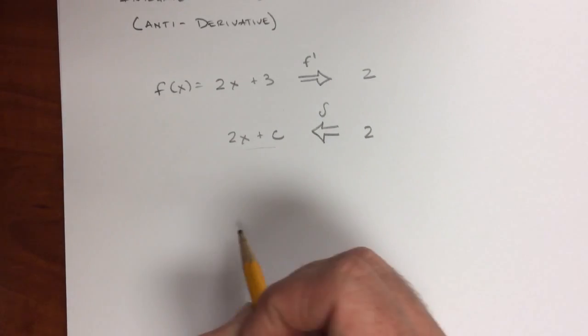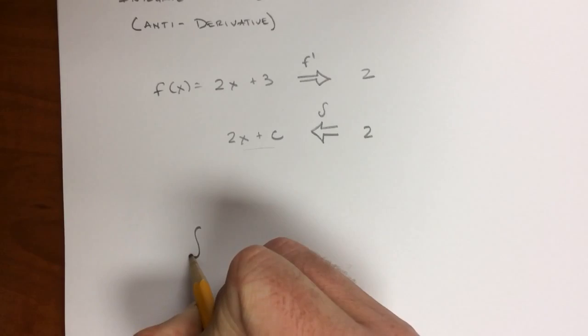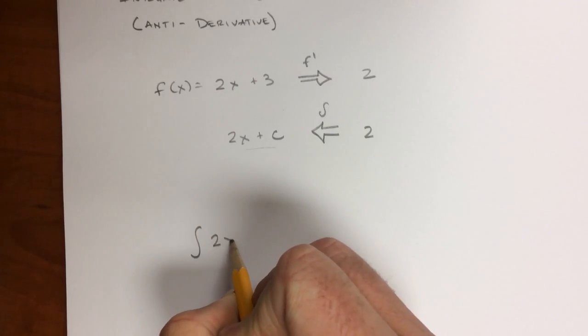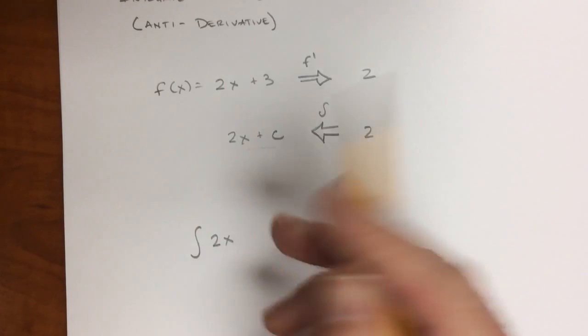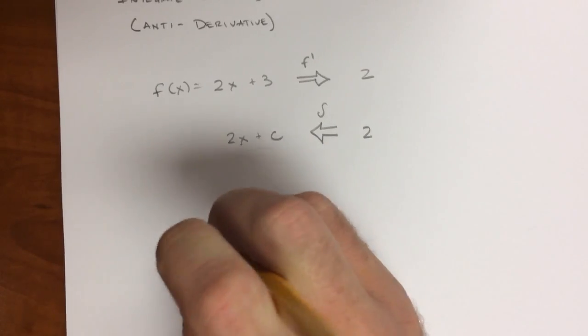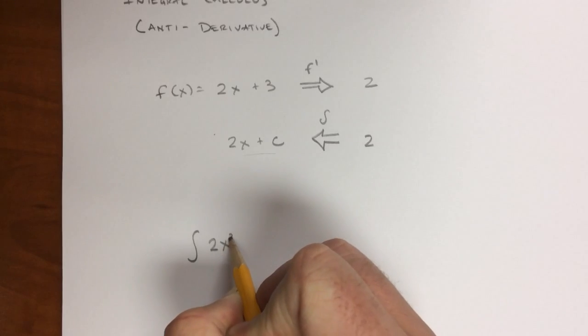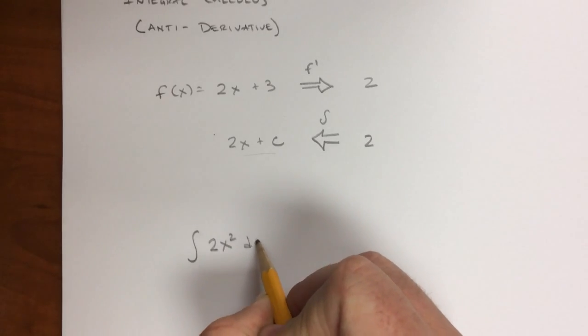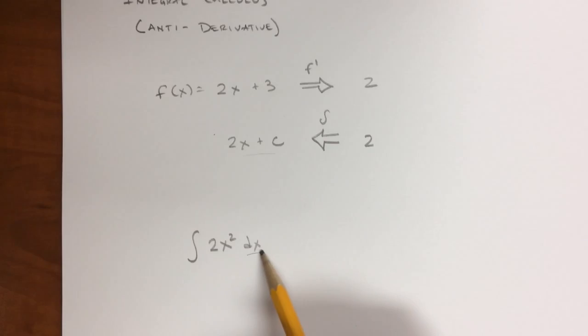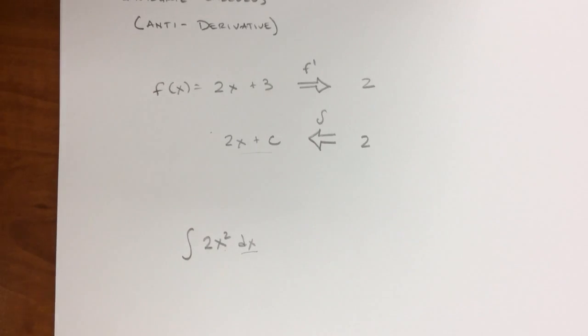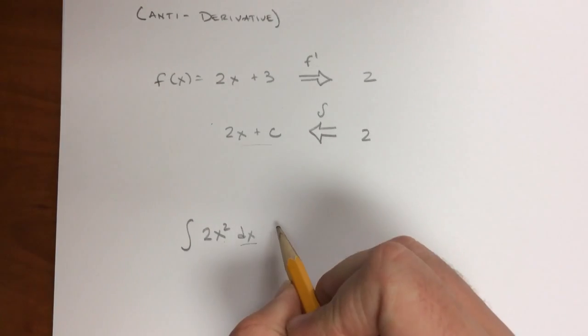Let's look at another example. So let's take the integral of 2x. Oh, we just did that. So let's do something a little bit different then. My bad. 2x squared dx. Now the reason we put dx is to distinguish that x is our variable. We'll explain what that means a little bit later.